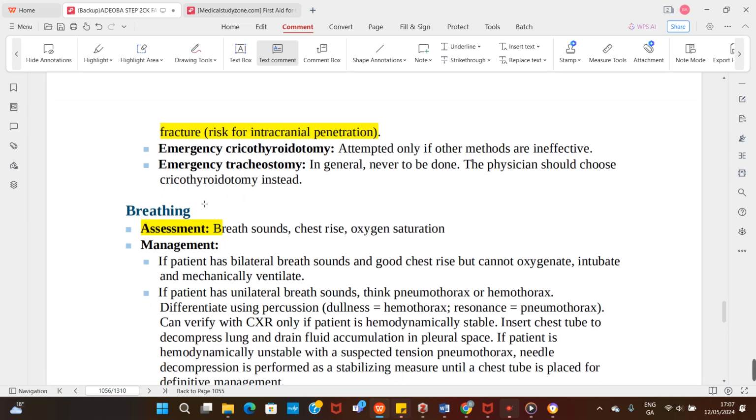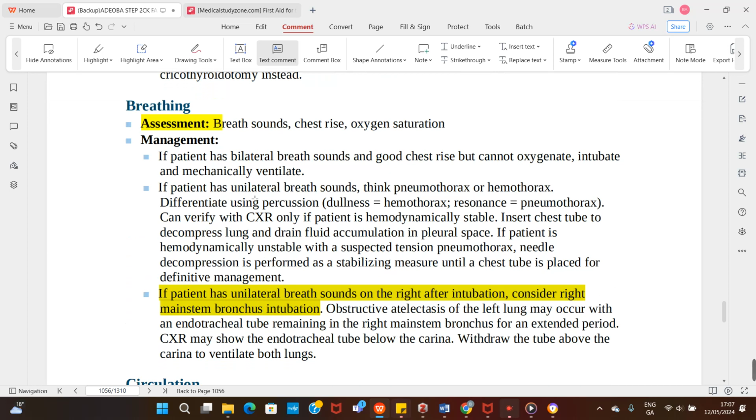So choose cricothyroidotomy instead. Then after securing the airway, the next thing is to check for breathing, right? The patient's breathing. So two major things you are concerned with: oxygenation and ventilation.